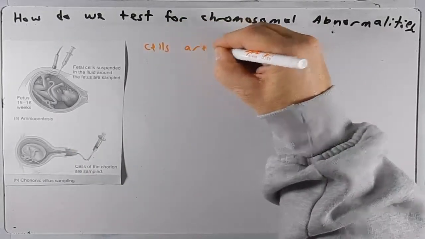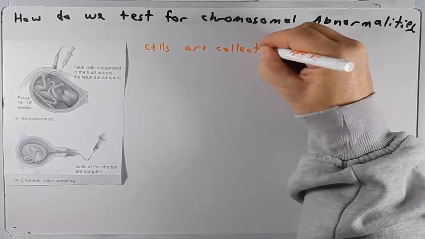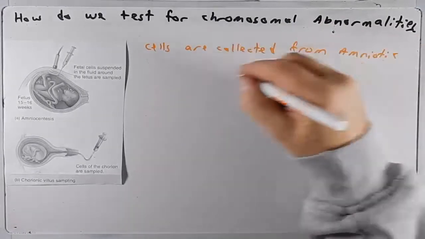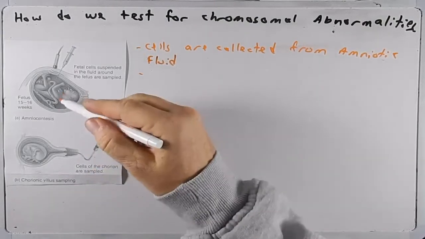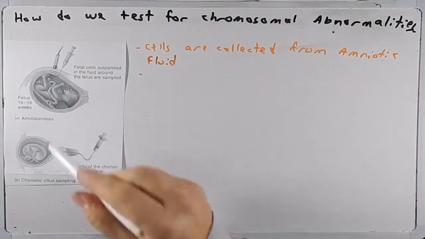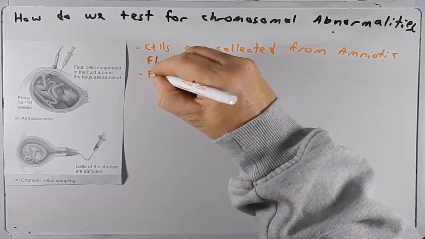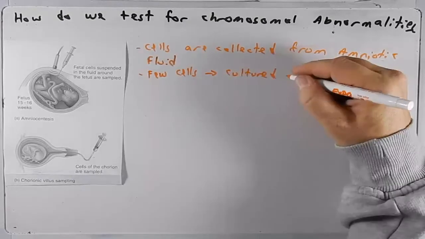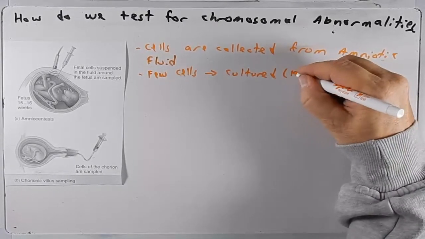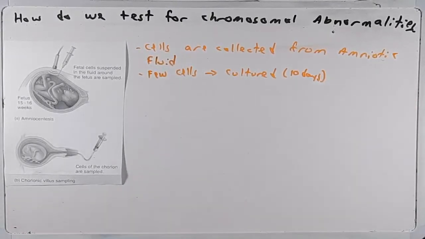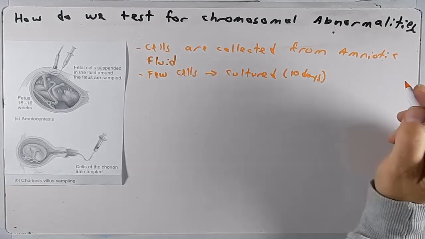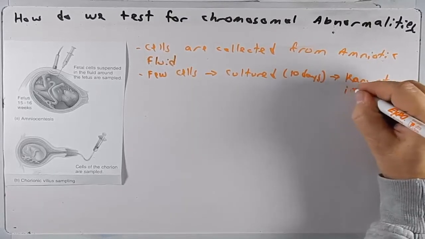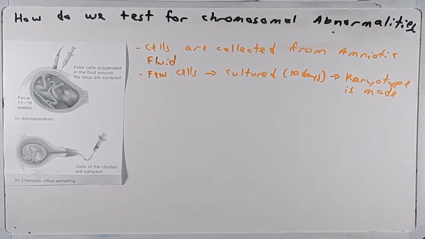So cells are collected from the amniotic sac, or I should say from the amniotic fluid. You don't get a lot of cells, but there's enough cells that kind of fall off the developing fetus. So you get few cells, so that is a disadvantage. So those few cells have to be cultured, and that can take up to 10 days. And the reason you culture them is just so you have more cells to work with. And then from that, the karyotype is made. And then it is analyzed, of course.